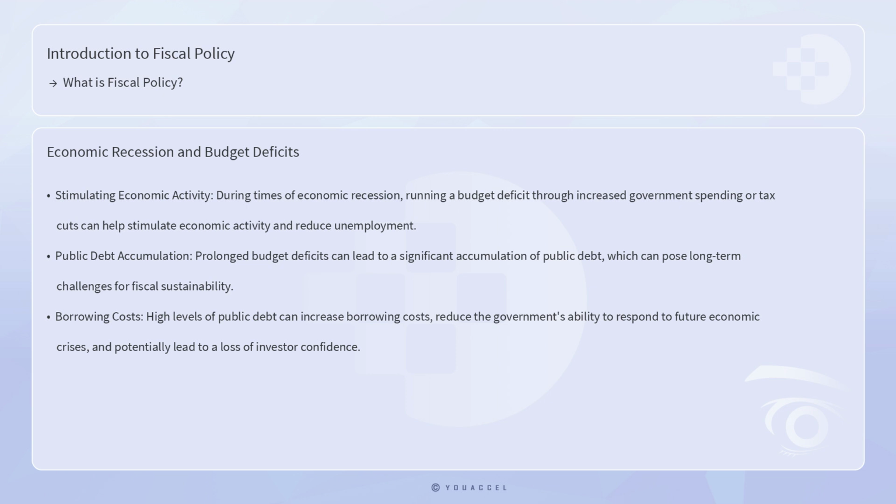However, prolonged budget deficits can lead to a significant accumulation of public debt, which can pose long-term challenges for fiscal sustainability. High levels of public debt can increase borrowing costs, reduce the government's ability to respond to future economic crises, and potentially lead to a loss of investor confidence.